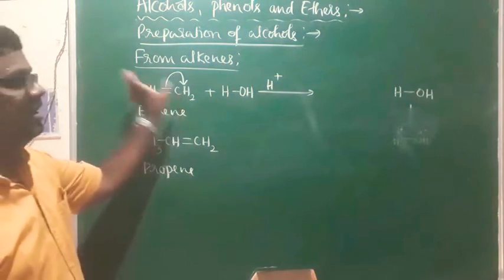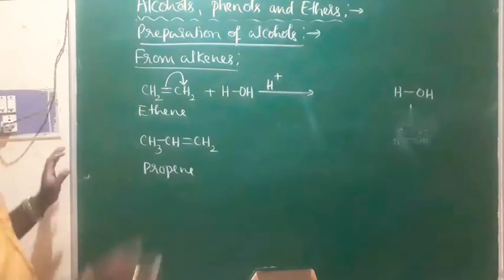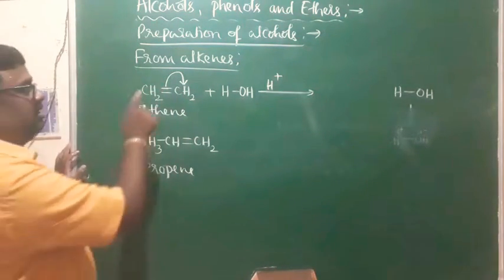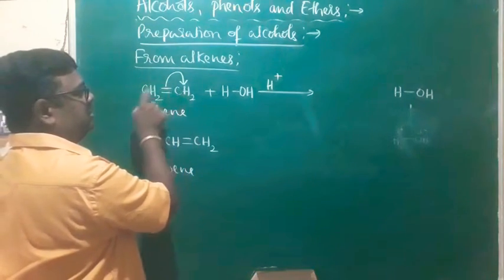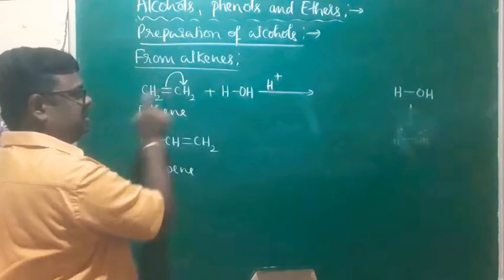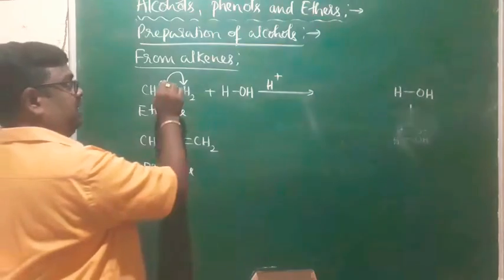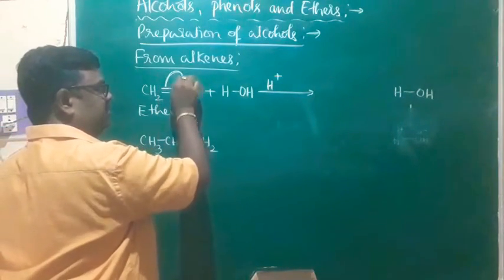This is a symmetrical alkene, you should notice that. This is a symmetrical alkene because on either side of the double bond, the same groups are there, CH2 here, CH2 there, right? In the case of symmetrical alkenes, pi electrons will be shifted over any one of the carbon atoms.